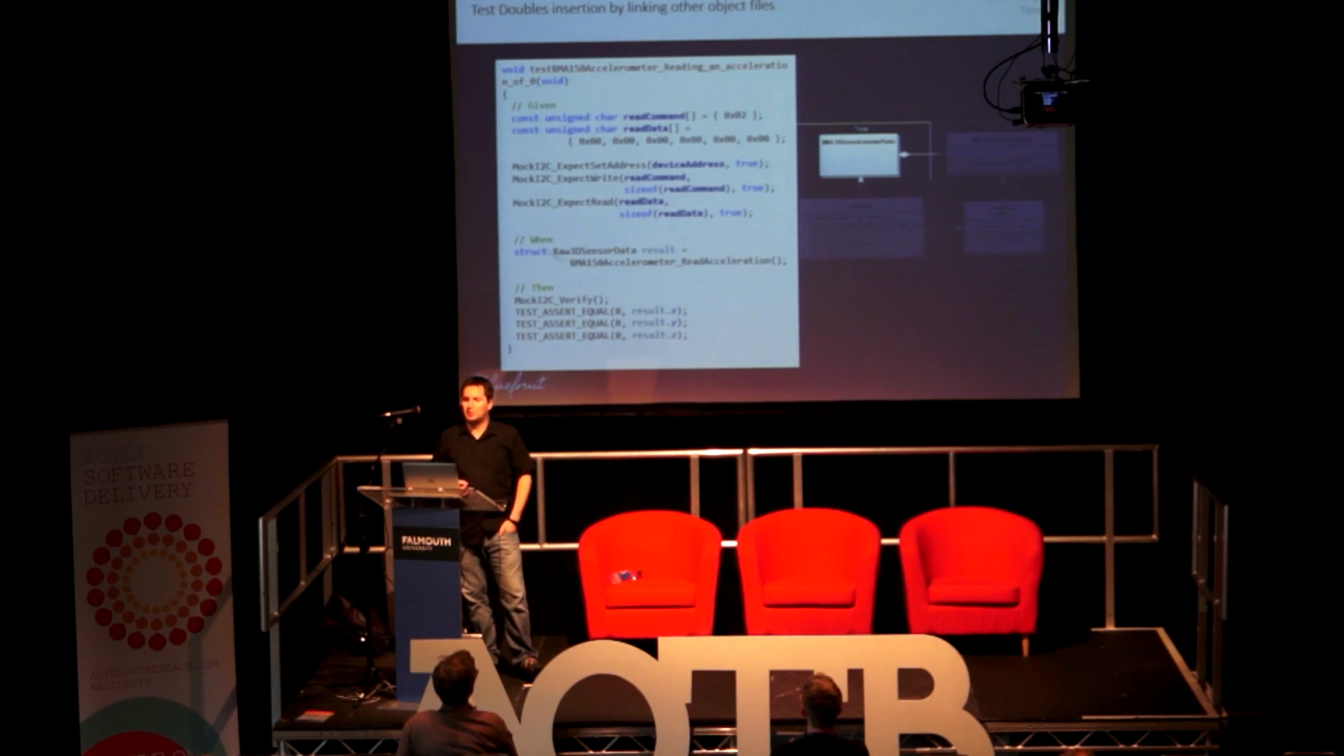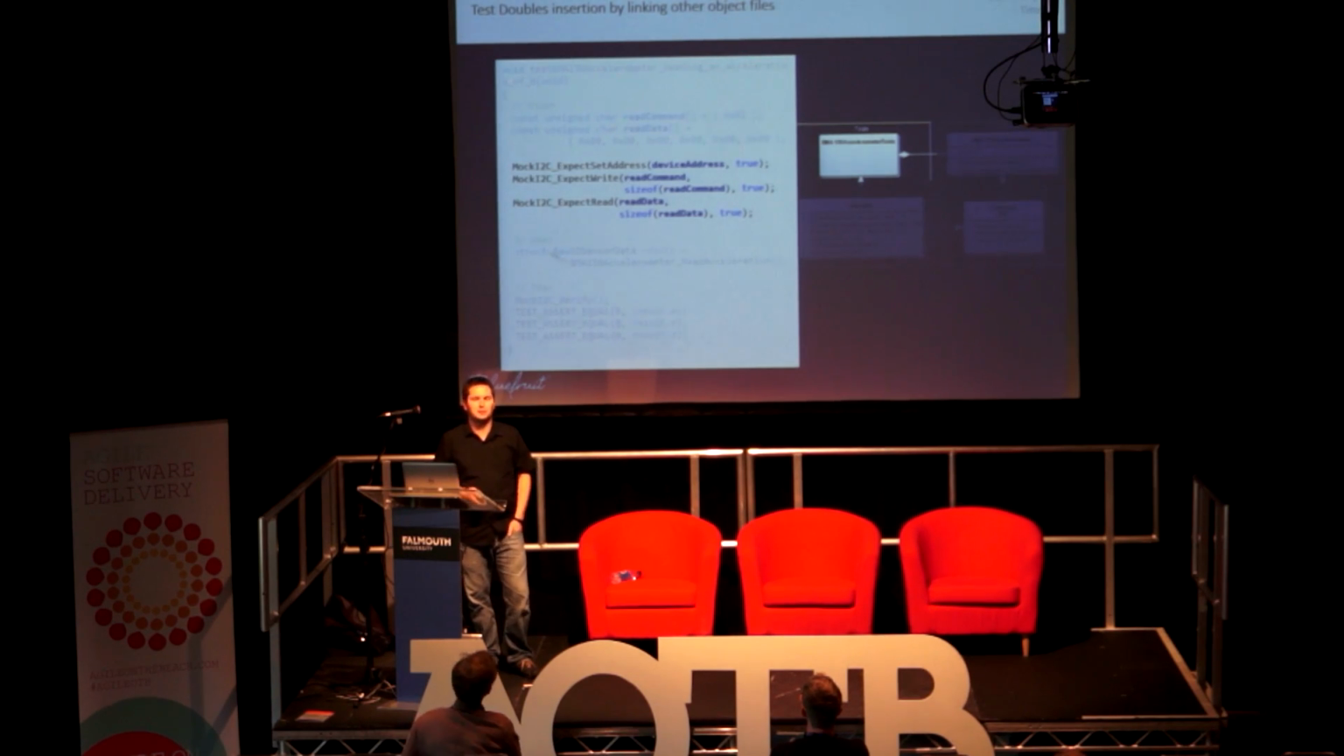So the test follows a similar pattern to the previous technique. The expected behavior is specified. The real difference here is that there's no need to inject the collaborator. That's already been done at link time, so it's going to be called directly. The system under test is exercised. We then verify the mock to ensure that all the calls have actually occurred, and then the return result is checked, as in the last one.